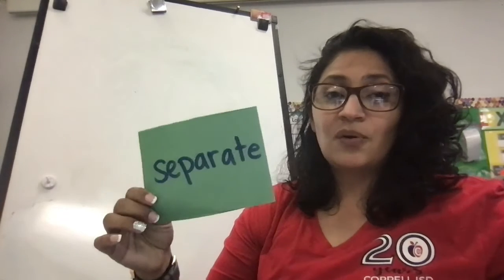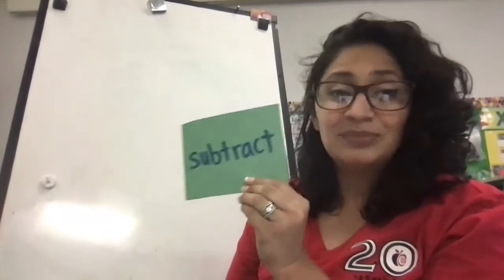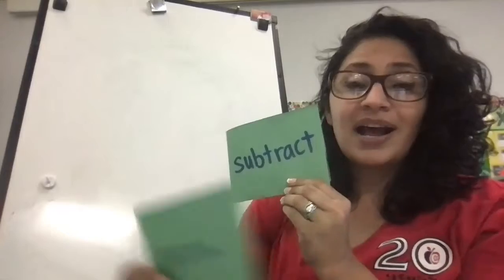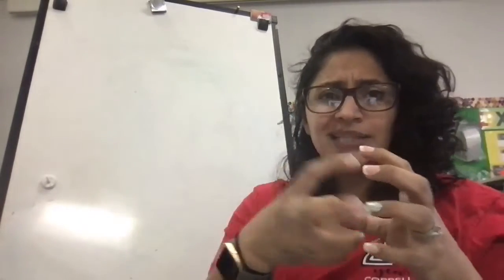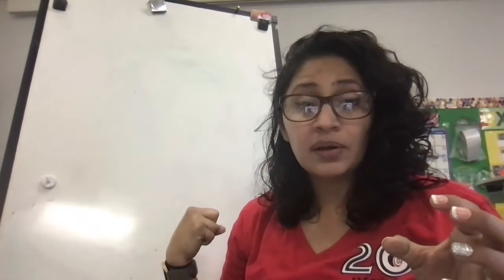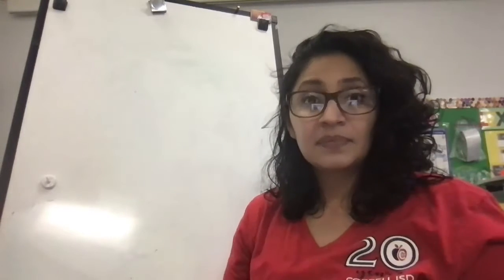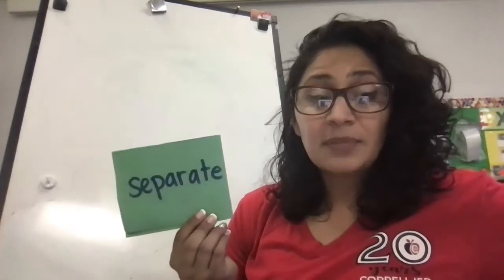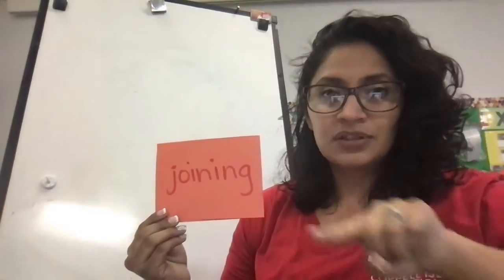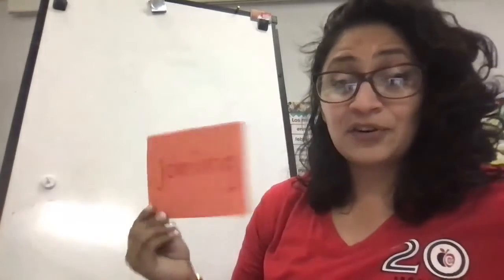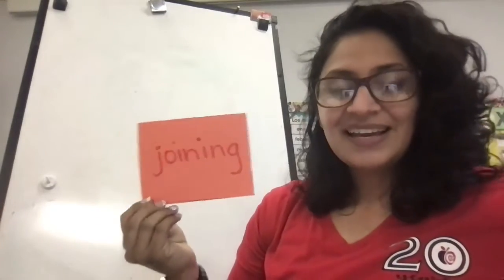We also will be separating objects, or subtracting objects. So when we subtract, friends, we are making that group smaller by taking away some of that group, by removing them. So we're going to be talking about separating and joining. And today we're going to focus on joining. We're going to join groups together to find out what the total amount is after joining them, after adding them. All right? Let's go ahead and start.